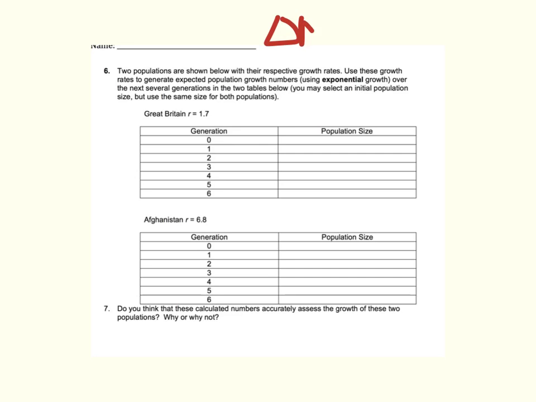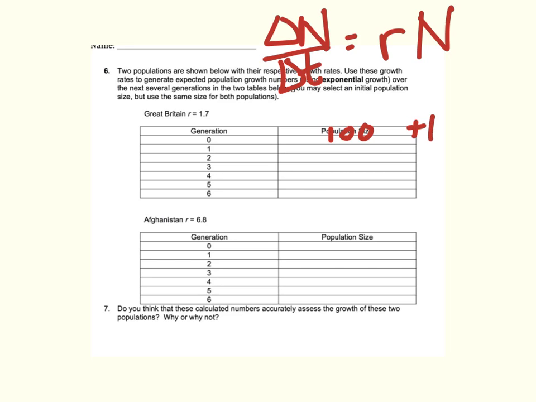Okay, so for number 6 here, they're just using the exponential growth equation. If you remember, that's delta N over delta T, or number of babies is r times N. And so they get to pick an initial population size. I chose 100. And you've got an r of 1.7, so if you do 100 times 1.7, you get 170, then you're going to add that 170, and you're going to get 270 as your next generation. And then you're going to do 270 times 1.7 and get the number of babies, and then add it, and they'll get 729, and so on.